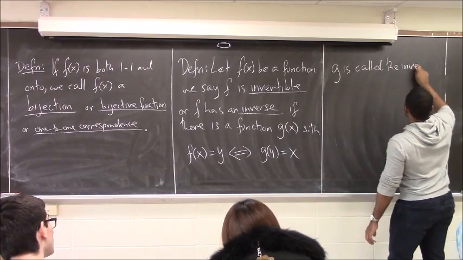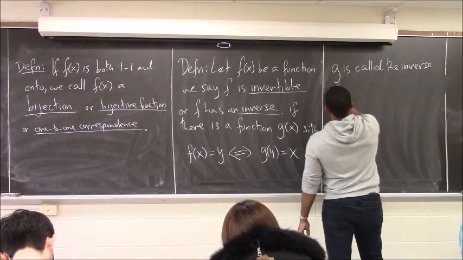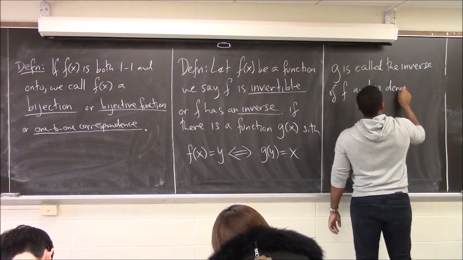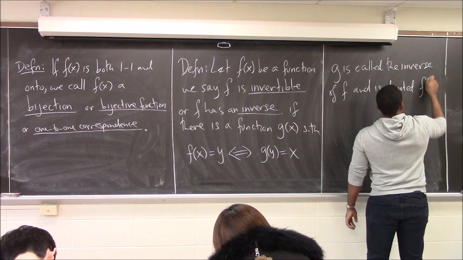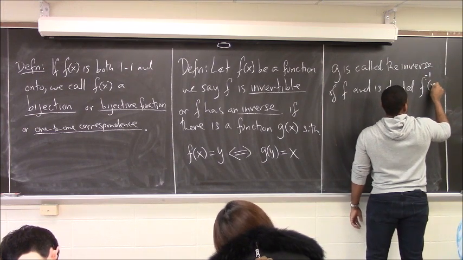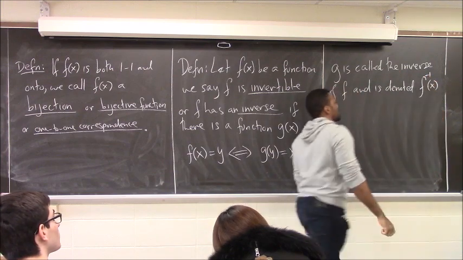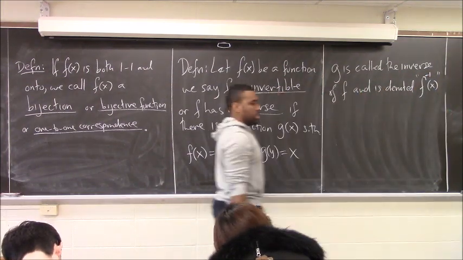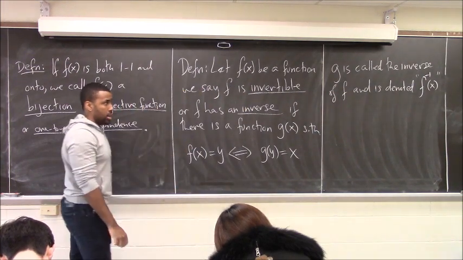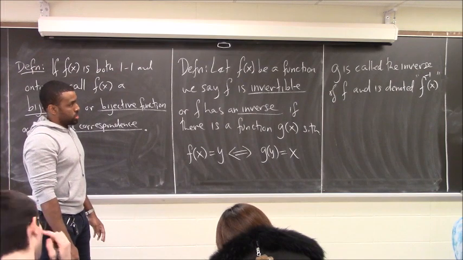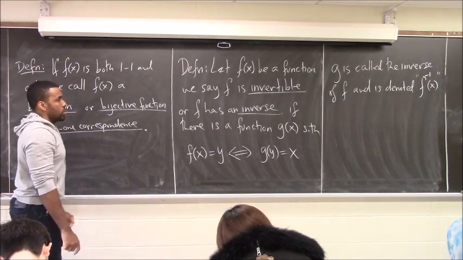G is called the inverse of f, and is denoted f to the minus 1 of x. So that's the notation. It does not mean 1 over f. It's an inconvenient notation, and there are times when we might use a slightly different notation, which we'll talk about. But that is called an inverse.